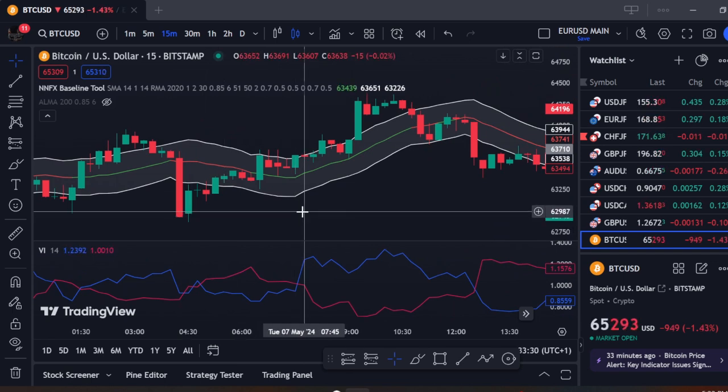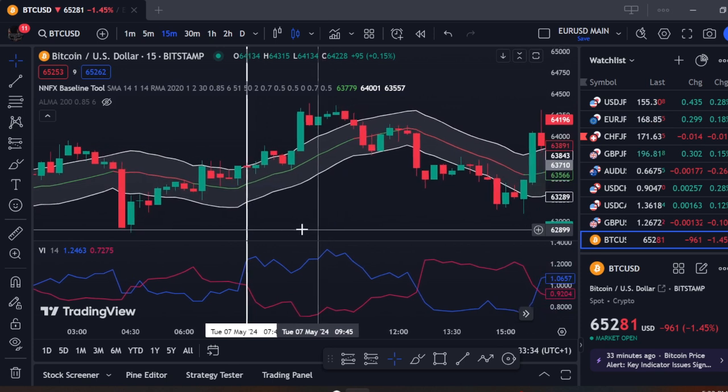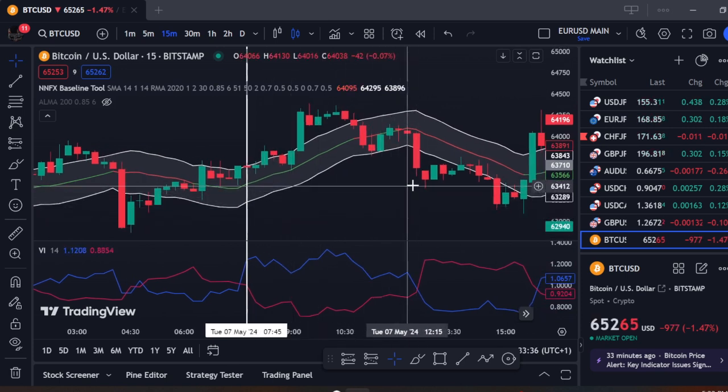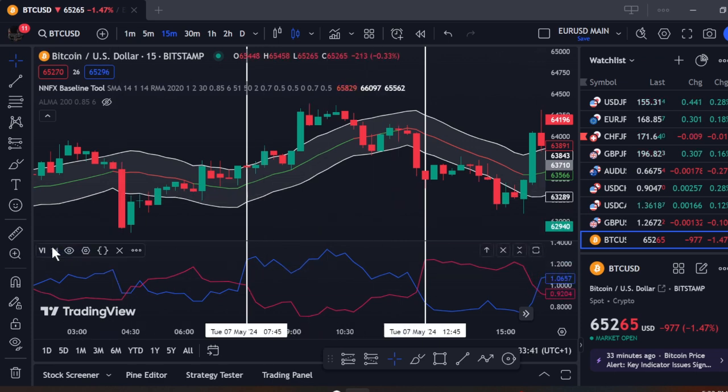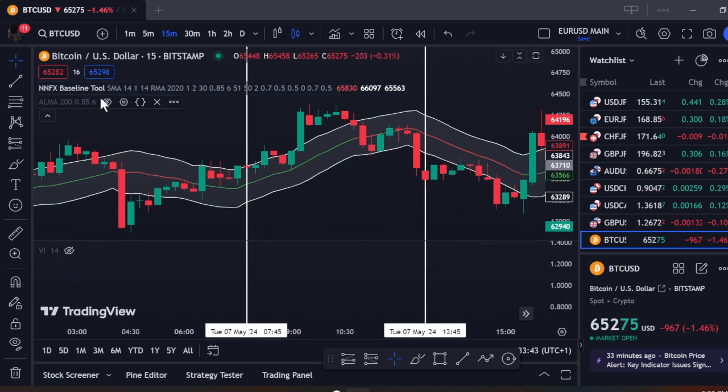Now, right on this candle here, we got a buy. And I think we're starting to get a good trade. So go buy right here. Right on this candle here, we go sell. That doesn't look too good. Now we're just going to confirm if our baseline tool accepted all those trades.